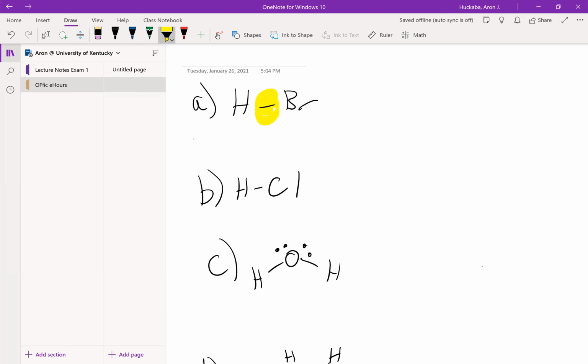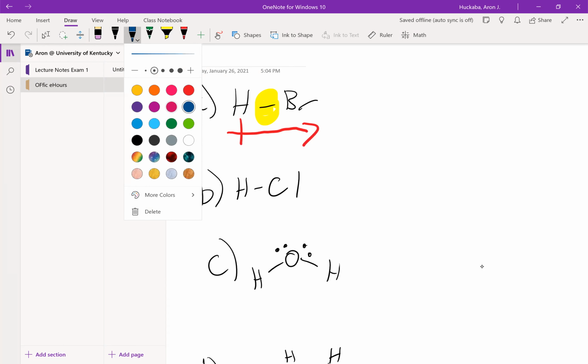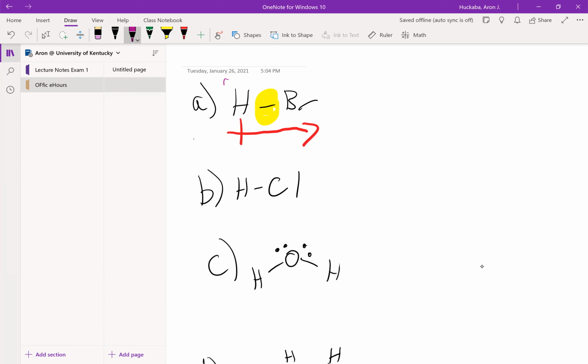So since it's a polar covalent bond, we need to identify what the direction of the dipole is. And remember, it needs to go from most positive or least electronegative towards the most electronegative element. And in that case, that is from the hydrogen towards the bromine. And we indicate that using an arrow like this. And we still need to identify where the partial positive and partial negative are. Well, good news for us is the arrow helps us do that, because the partial positive must be on the positive side of the arrow and the partial negative on the negative side.